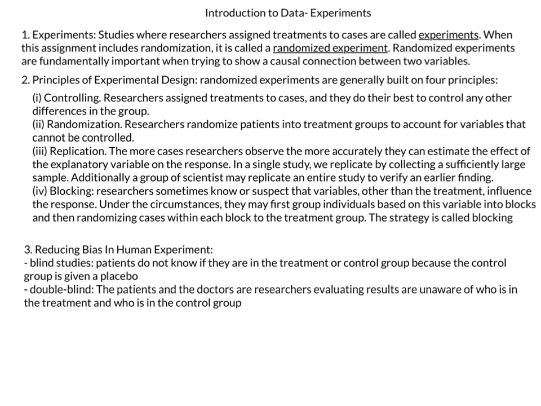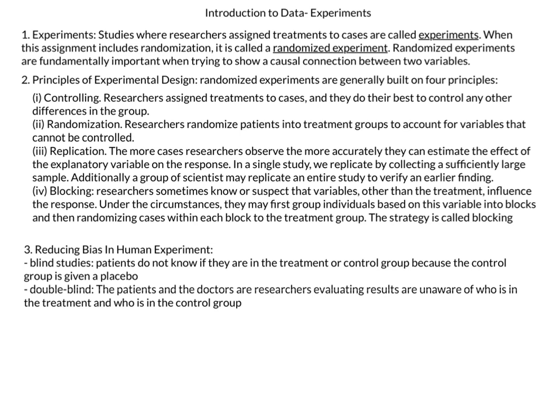That wraps up our overview, so we're ready to start from the beginning and look at each topic with more detail. So we start with experiments. Studies where researchers assign treatments to cases are called experiments. When this assignment includes randomization, it's called a randomized experiment. And randomized experiments are fundamentally important when trying to show a causal connection between two variables.